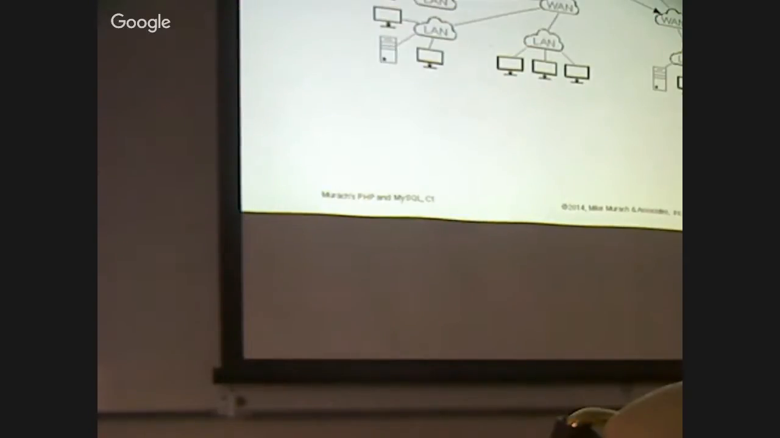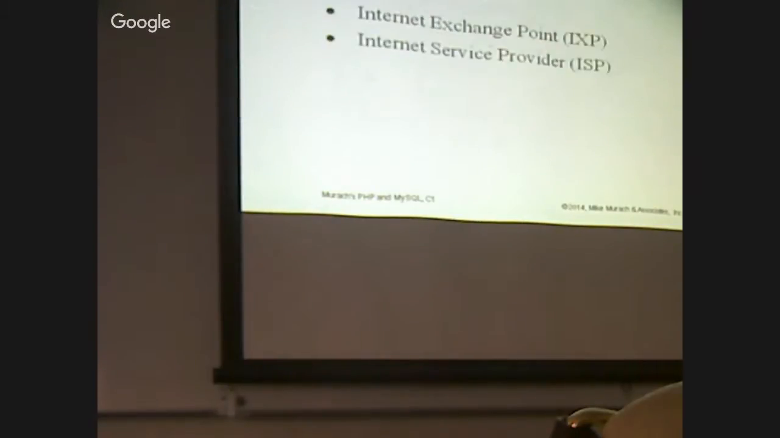The WANs are going to go through these IXP points, and then they get routed. And essentially, this is what the internet looks like and how we connect our boxes or the servers through LANs or through WANs, and then routing around the entire internet.